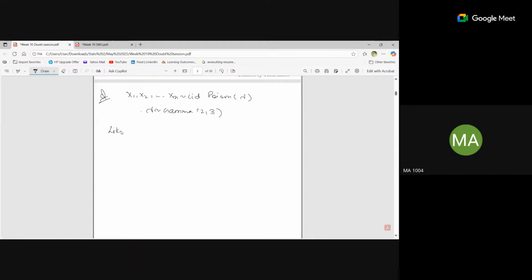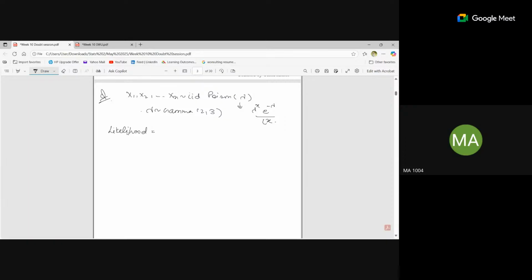First of all, I will calculate the likelihood. For a Poisson distribution, what is my PDF? Please speak, any one of you. I'm getting confused. What is the PDF of Poisson? Lambda raised to the power x, e raised to the power minus lambda, divided by factorial of x. So this is my PDF.